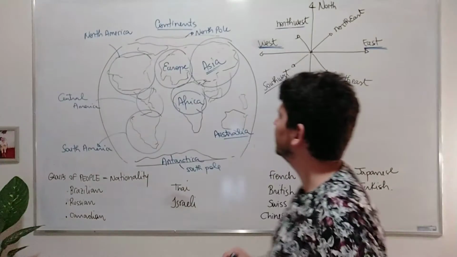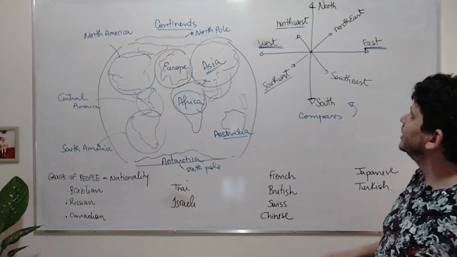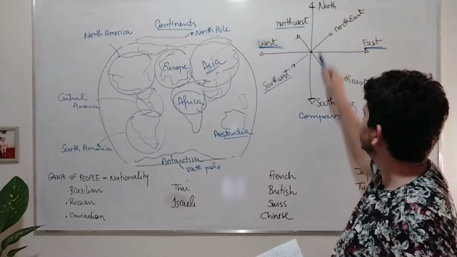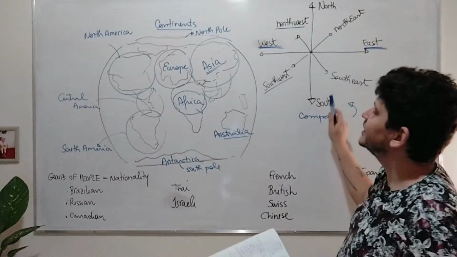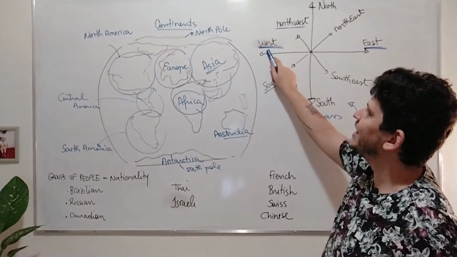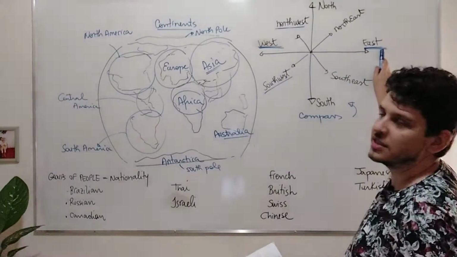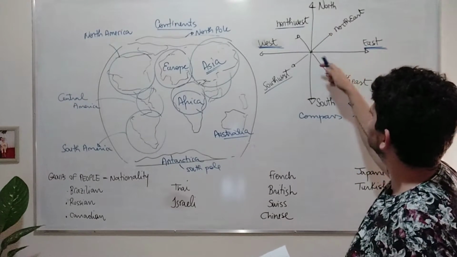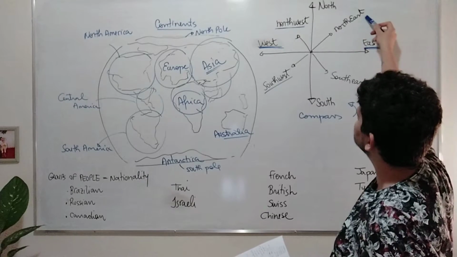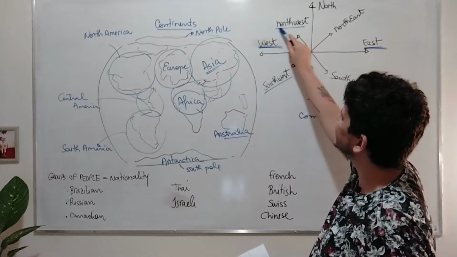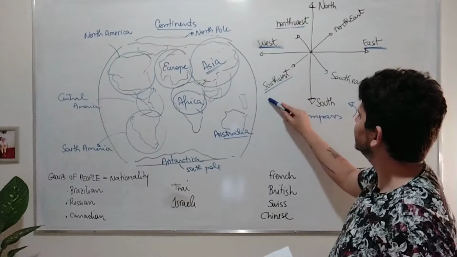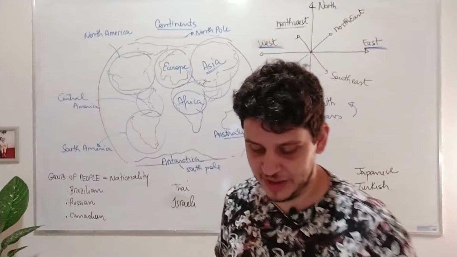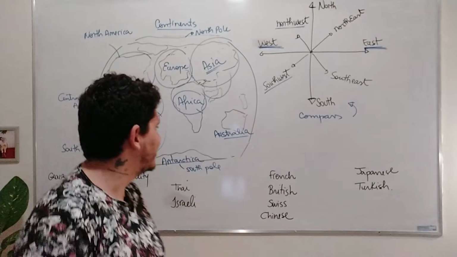This is a world map. Okay? Talking about orientations, we've got a compass. North, south, west, east. If we want to talk about the position in between these directions, we could have northeast, northwest, southwest, southeast. All right, done with geography.